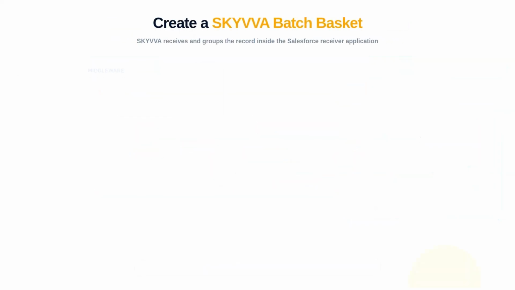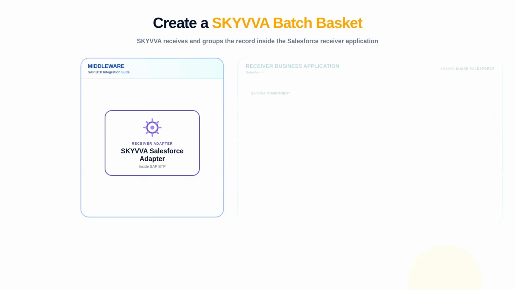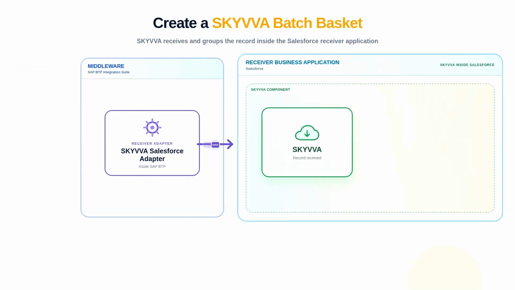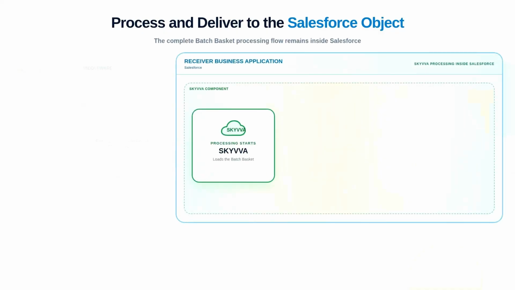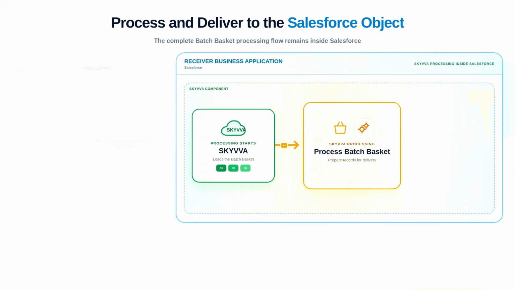Create batch basket. When the SKYVVA component inside Salesforce receives the record, it creates a batch basket containing the received data. The batch basket stores the record and prepares it for processing. Processing and target object. SKYVVA processes the batch basket inside Salesforce. After processing is completed successfully, the record is delivered to the configured target Salesforce object.